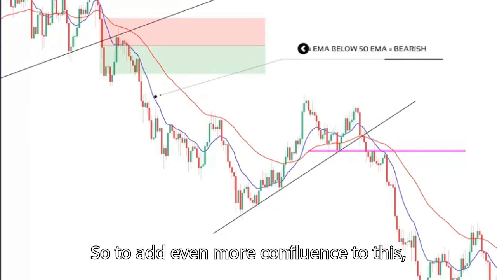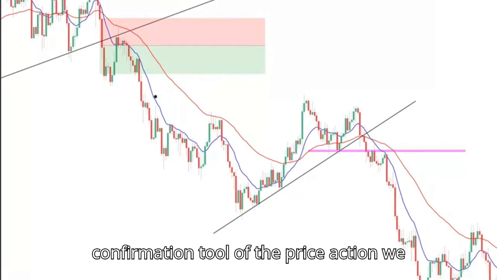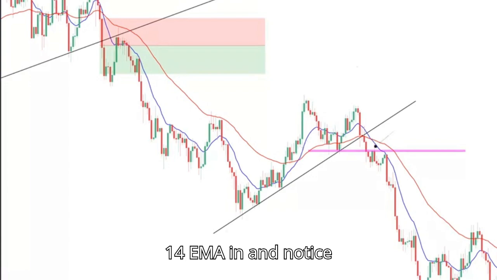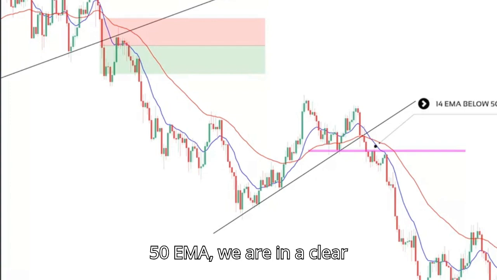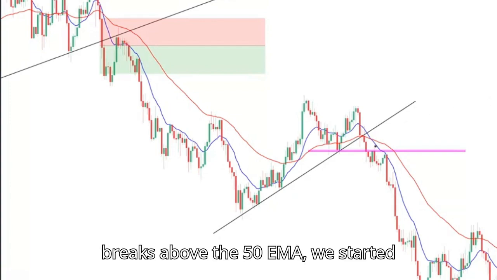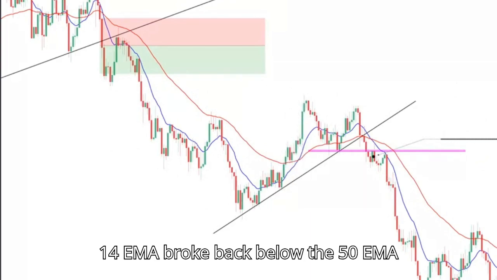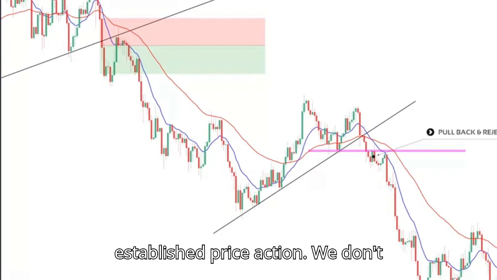So to add even more confluence to this, we use the 14 EMA as a confirmation tool of the price action we have already established. So we drop the 14 EMA in. And notice how, when the 14 EMA is below the 50 EMA, we are in a clear downtrend. When the 14 EMA breaks above the 50 EMA, we started a short-term uptrend. And here, the 14 EMA broke back below the 50 EMA again, confirming our already established price action.